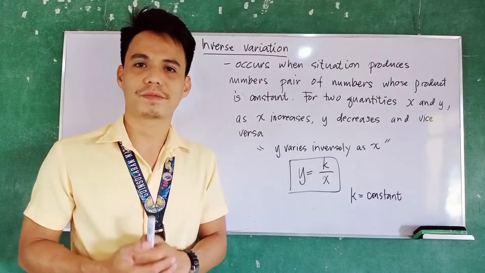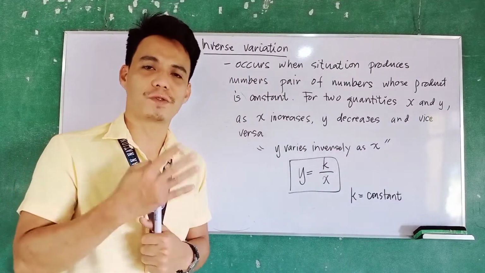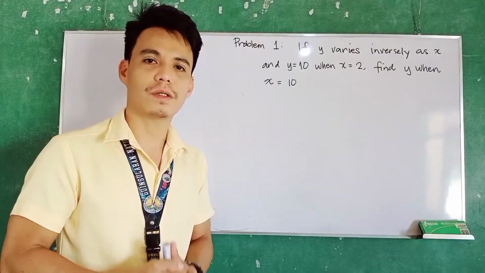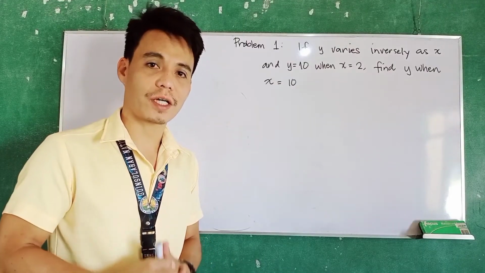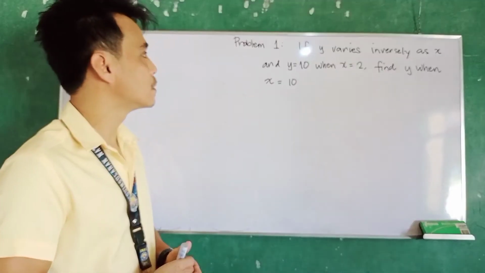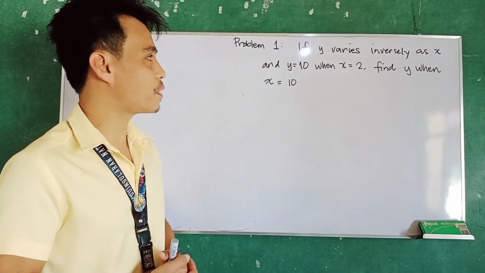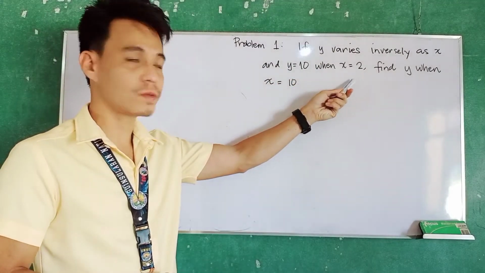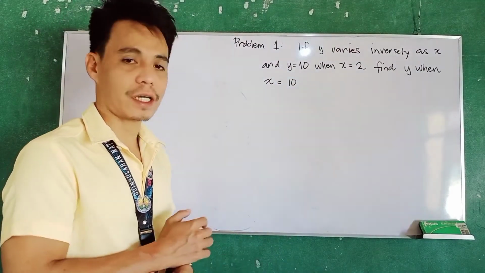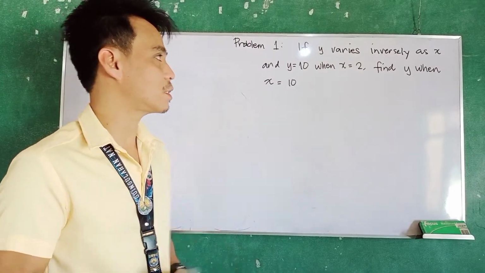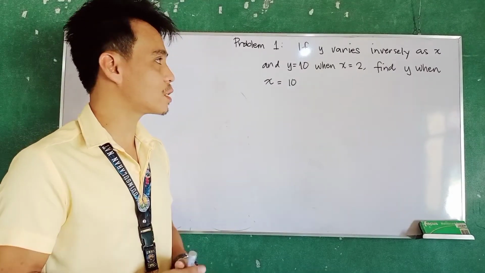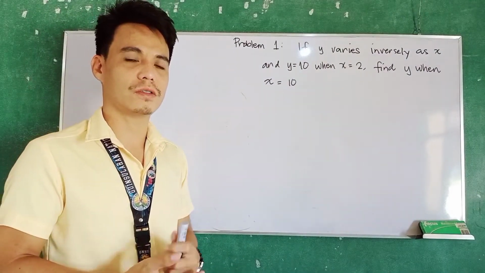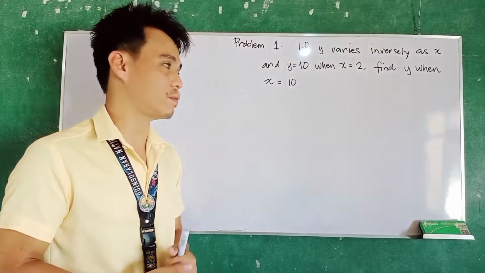Okay, so let me divide you into 4 groups, and let's solve together our problem. Okay, so let's now try to solve the problem. The problem is: if y varies inversely as x, and y equals 10 when x is 2, find y when x is 10. As we can see, the problem is about inverse variation. So, how do we solve the problem?